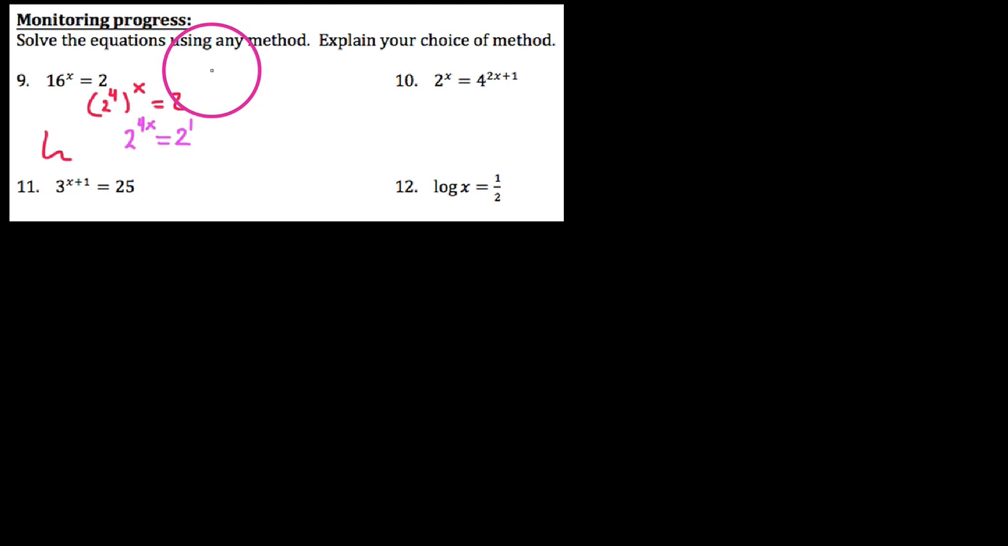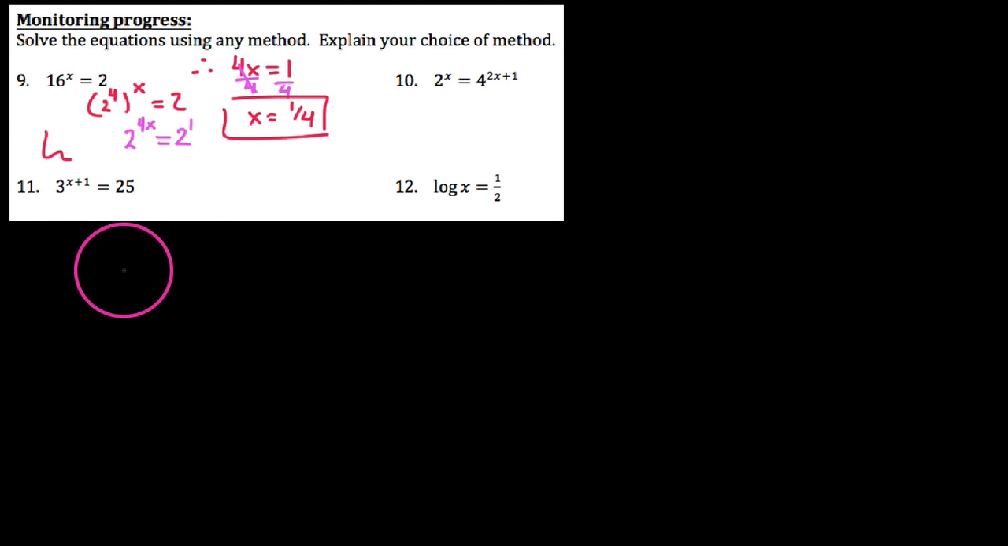And that being said, we could say, therefore, 4x is equal to 1. Now we can just go ahead and solve this after having used the one-to-one property to say that x must be equal to a fourth. And so using the one-to-one property, we were very easily able to solve number 9 here.